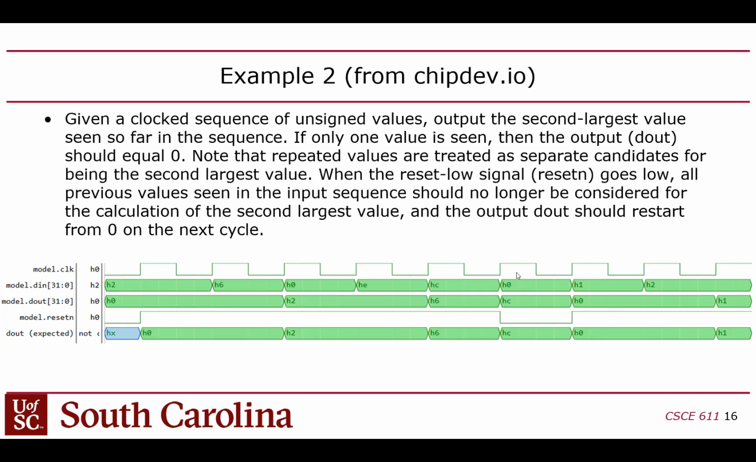And so it's a stream of 32-bit values. So you can see here on din, I get, H means hex, so 2, 6, 0, E, C, 0, 1, right? I guess these could be 4 bits, but you can see the 32 bits here, but the values coming in are actually just 4-bit values. But anyway, you can see that after I get 6, then 2 is the second highest value, so 2 gets spit out. And then after I get E, then 6 is the second highest value, and so on.